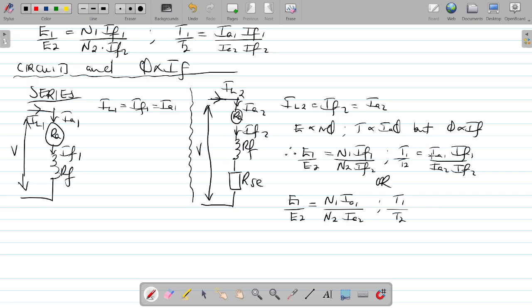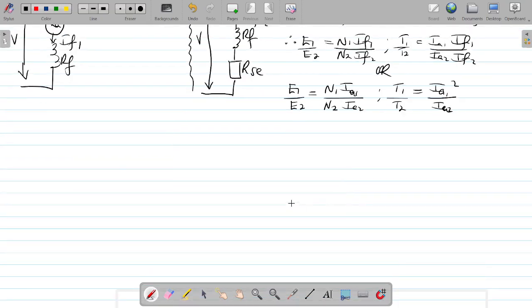Now for torque, I have IA1. I want to substitute another IA1. Like we are saying, the field current is the same as the armature current. So I'm saying IA1 times IA1, then I should get IA1 squared all over IA2 squared. And so this is your alternative representation for your EMF and torque equation. You can represent it like this.